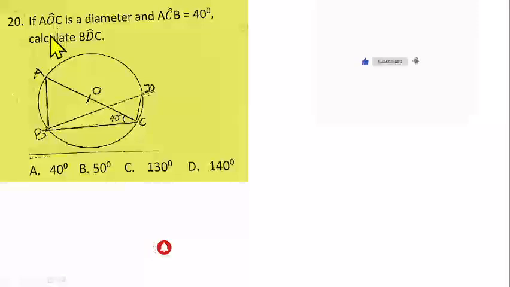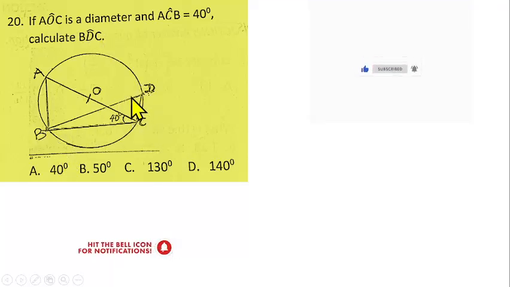Question number 20 is from circle geometry. If angle AOC is a diameter, so it is not angle AOC, it's supposed to be a line. If line AOC is a diameter and angle ACB is 40 degrees, we have to calculate angle BDC, the angle here. So that is what we have to calculate.